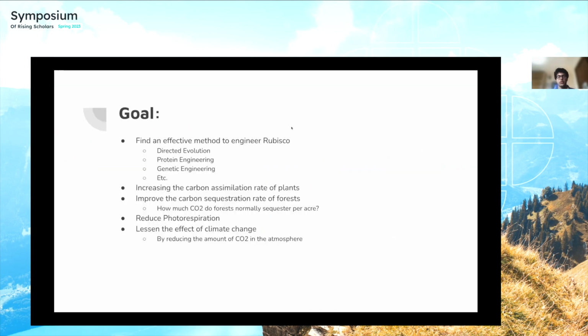So I wanted to engineer Rubisco to become more specific, to take in more carbon dioxide, and to also become faster, because oftentimes Rubisco is a pretty slow protein. To do this, we looked at papers that use directed evolution, protein engineering, genetic engineering, and other methods. Through this, we wanted to increase the carbon assimilation rate of plants and also improve the carbon sequestration of forests, which is basically how much carbon is stored within forests. And through this, we lessen the effect of climate change.